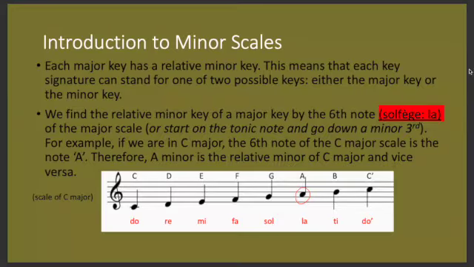Introduction to minor scales. Each major key has a relative minor key. This means that each key signature can stand for one of two possible keys, either the major key or the minor key. We find the relative minor key of a major key by the sixth note of the major scale, or start on the tonic note and go down a minor third. I'm going to show you now.